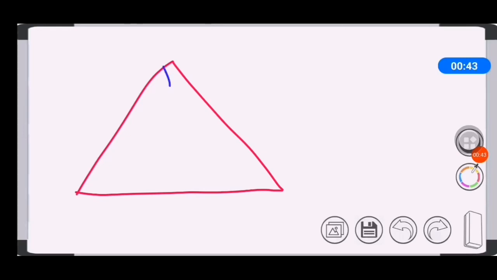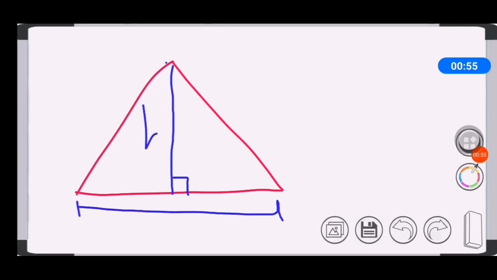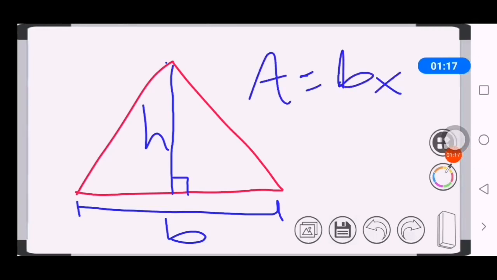So we need the vertical height that forms an angle of 90 degrees with the horizontal, or with the base. In a triangle, this is our height and that is our base. We don't use the lateral sides, these two; those are only for perimeter, the distance around. But for area we need the base and the height. So just as we did in the parallelogram, it's the base times the height.